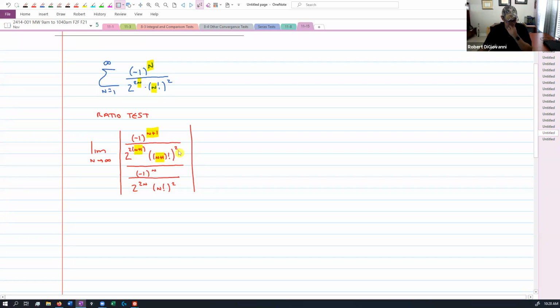whole thing's going to be squared. That's the plugging in of n+1. And then I divide it by the original sequence with just the n's, the way it appears in the actual series. Any questions on that first step? We're good?